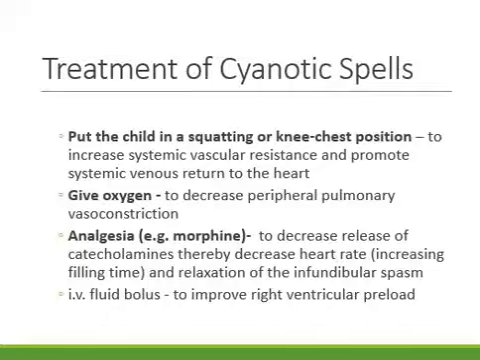Now, the treatment of cyanotic spells, as we've already mentioned: put the child in a squatting or knee-to-chest position to increase systemic vascular resistance and promote systemic venous return to the heart. Also give oxygen to decrease pulmonary vasoconstriction, and give strong analgesia like morphine to decrease release of catecholamines, thereby decreasing heart rate, increasing filling time and relaxing the infundibular spasm. And also give an IV fluid bolus to improve right ventricular preload.